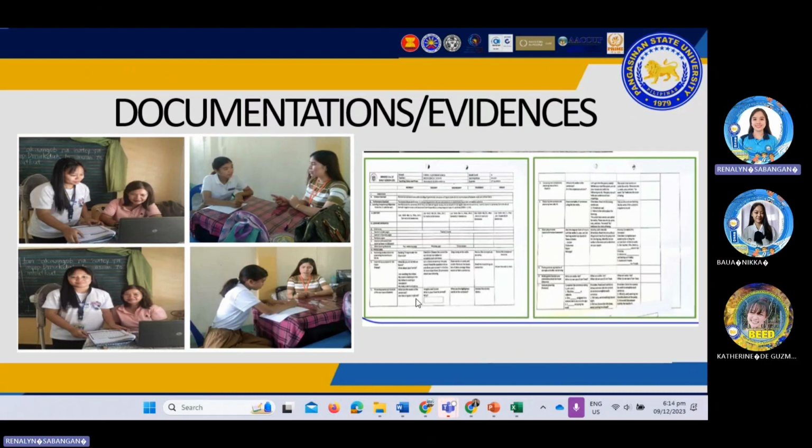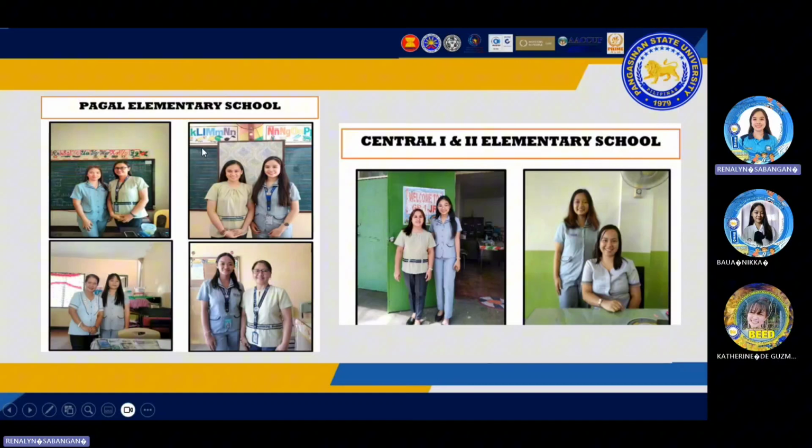So here are our documentations or evidences. Here are our interns. We're in Pagal Elementary School. We have Miss April Joy M. Austria, yours truly, Ranalyn C. Sabangan, Jacqueline Cano, and Nika Bawa.